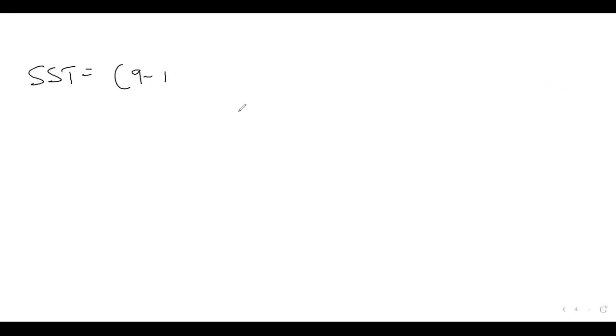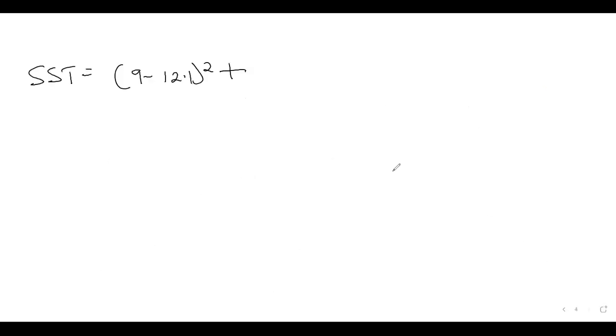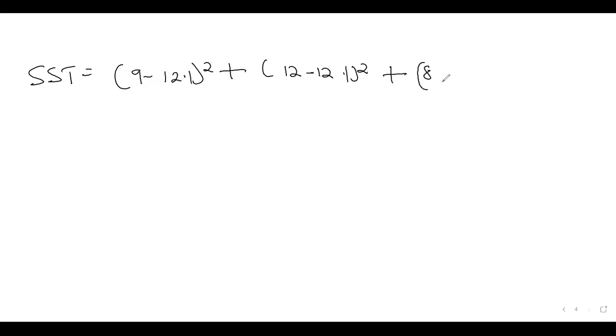The grand mean is 12.1 squared, plus you pick the second item. So the first item is 9. You can even pick them either vertical or horizontal. It doesn't change anything, all right? So the second item probably is 12. So you're going to have 12 minus 12.1 squared, plus the third item is 8. So 8 minus 12.1 squared. So you do it.